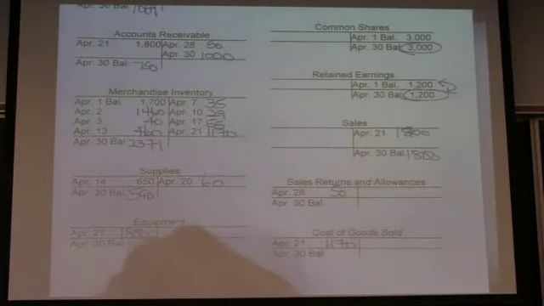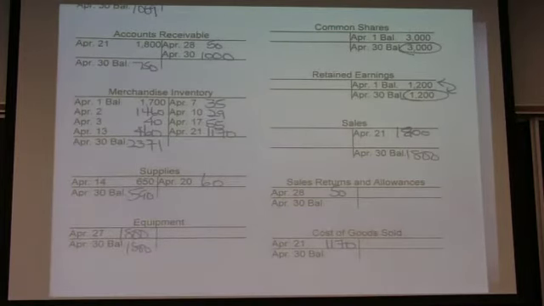Equipment's 1,800. What's missing here is we didn't amortize, right? We didn't, but remember this is April 27th, so technically by the end of April 30th we didn't use any of the equipment. That's why there's no amortization or depreciation. Sales allowance is 50 and cost of goods sold is 1170.